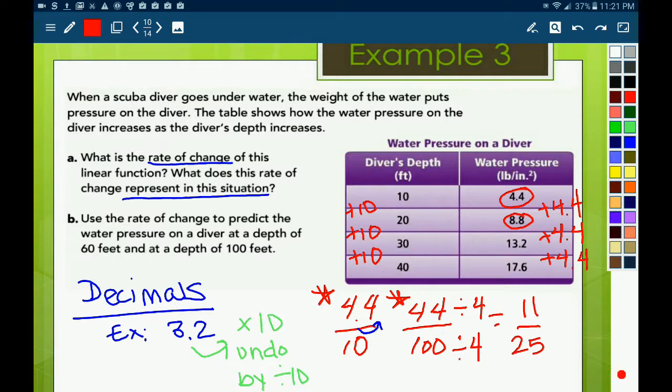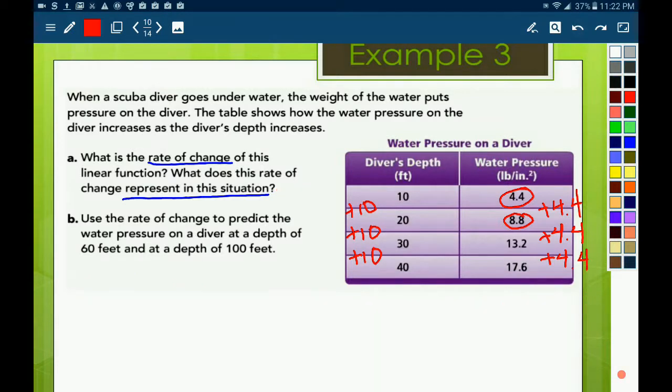So my rate of change here is going to be 11 over 25, which we still need to say what it represents in the situation. So remember, the outputs were the water pressure. So that's 11 pounds per square inch every 25 feet of depth. Okay, so that's important that we put those units on there. So not only are we saying the rate of change, but we're saying what it represents. And I'm actually going to move this over here just to clean this up. You don't have to erase anything, just write this a little lower. I just ran out of space. So this was our rate of change, 11 over 25.